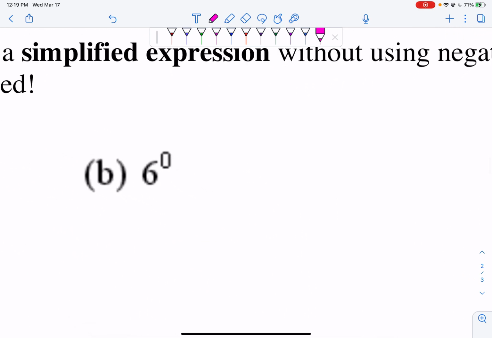B, 6 to the 0. Remember, anything to the 0 power is equal to what? It's equal to 1. So I can just say 6 to the 0 is equal to 1.